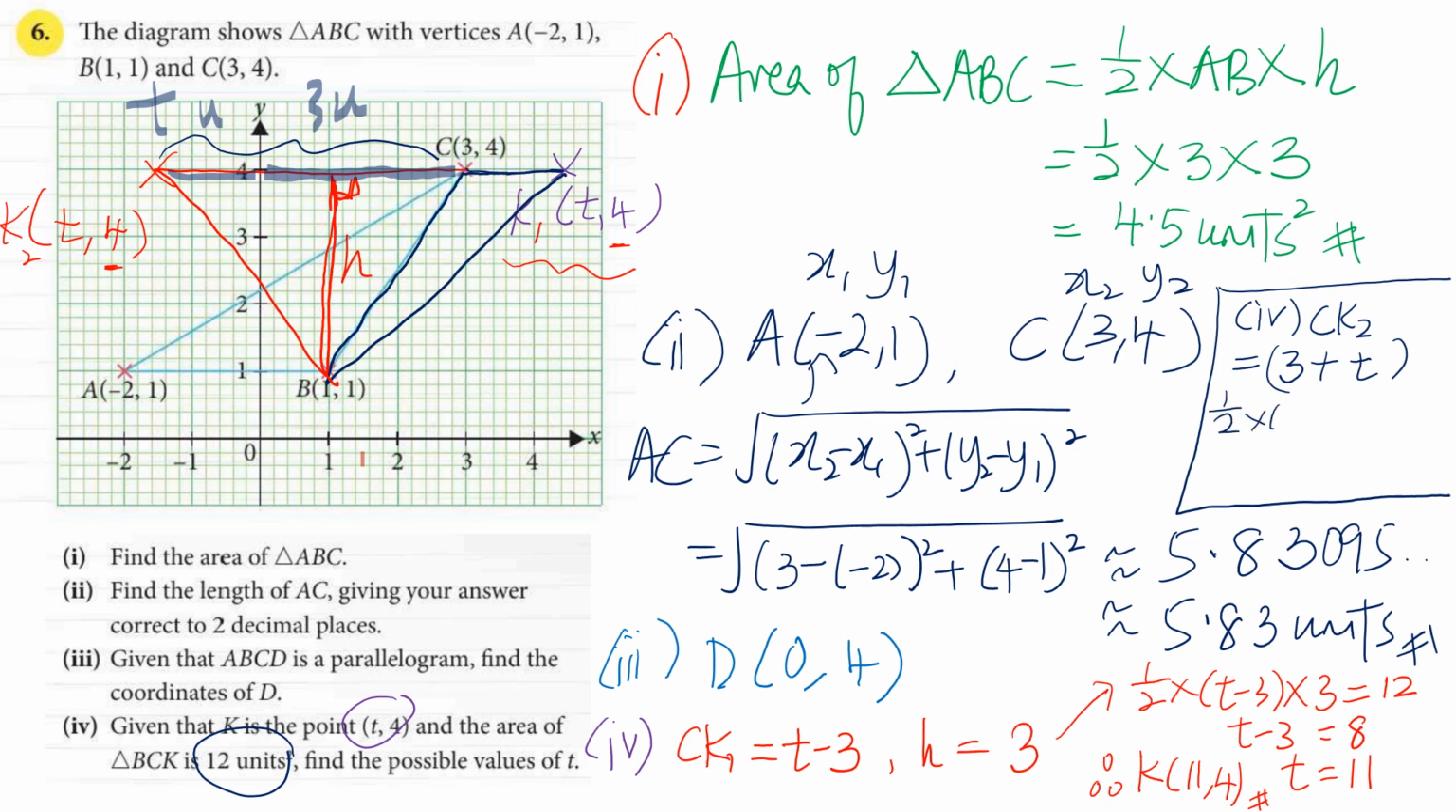Half times 3 plus t times the vertical height, which is the same for both cases, which is 3, equals 12. 3 plus t will be 12 divided by 1.5. That gives us 8. So t will be 8 minus 3. That gives you 5. So therefore, your second possible position will be 5, 4. Right, so this is quite a tricky part. If you don't quite get it, you have to watch through a few times.